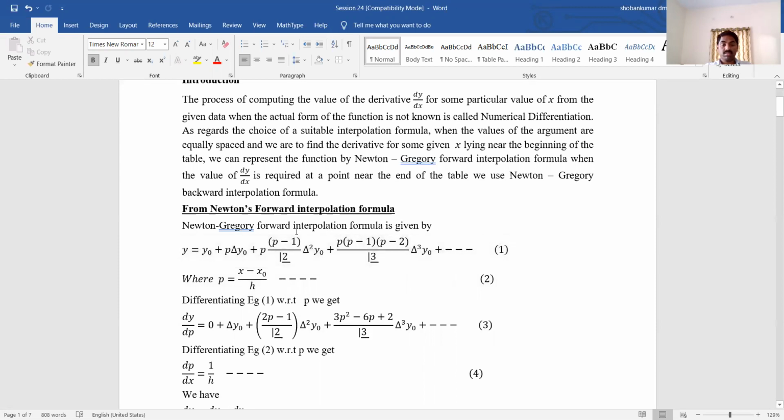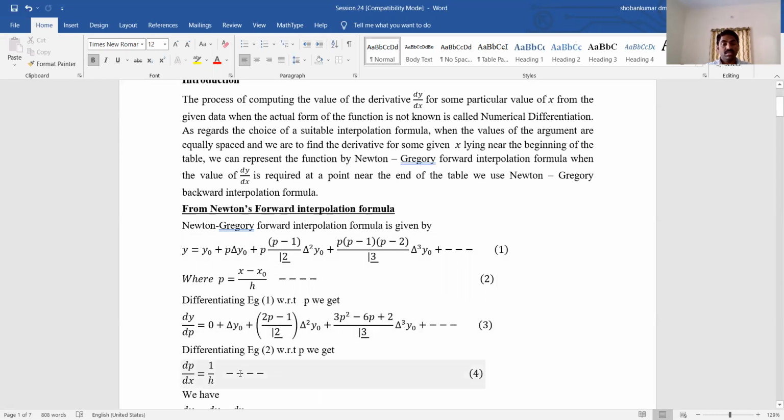Differentiating 1 with respect to p, we get dy by dp is equal to y naught is a numerical value, so this is independent of p. Differentiating with respect to p, dp by dp is 1, remaining delta y naught, plus differentiating p into p minus 1, which can be written as p square minus p, after differentiating gives 2p minus 1 divided by 2 factorial delta 2 y naught, plus, first simplify it and then differentiate, we get 3p square minus 6p plus 2 divided by 3 factorial delta 3 y naught and so on.